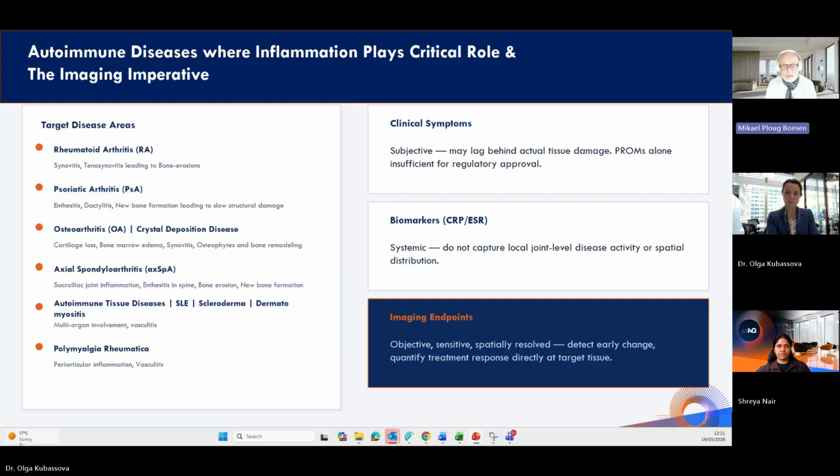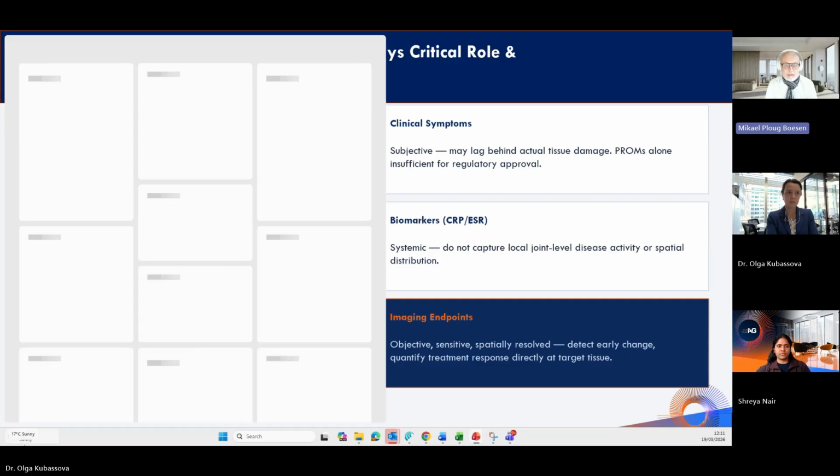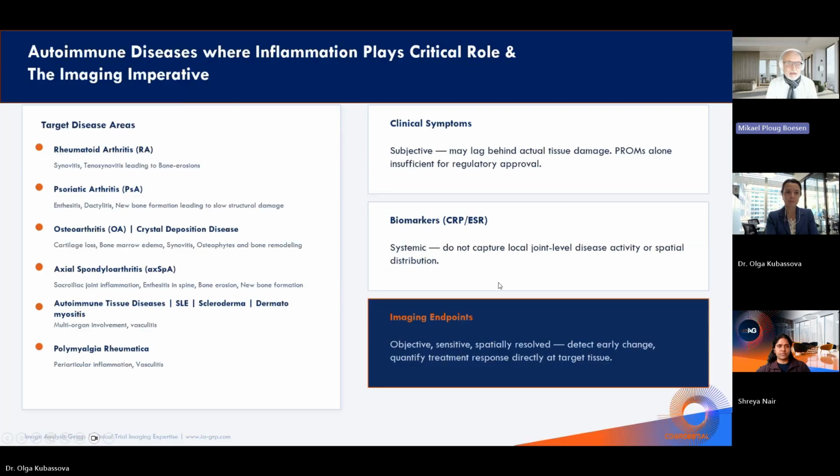And this is why it's so important that imaging is included early on in the design phase, so you can ensure that you use imaging in the correct way, whether it's enhancing your inclusion criteria, excluding specific findings, or if it's for efficacy or safety. So all of that is important.